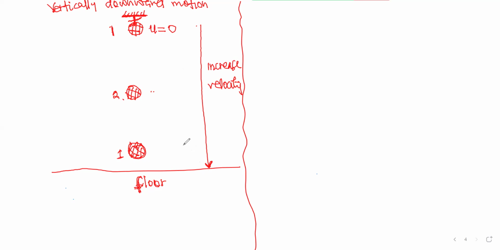So in this particular case, of vertically downward motion, the body accelerates. And this acceleration is due to our old friend gravity. So upward motion, the body decelerates. Downward motion, the body accelerates. Ladies and gentlemen, I hope you are following me. Ladies and gentlemen, let me hear from you.